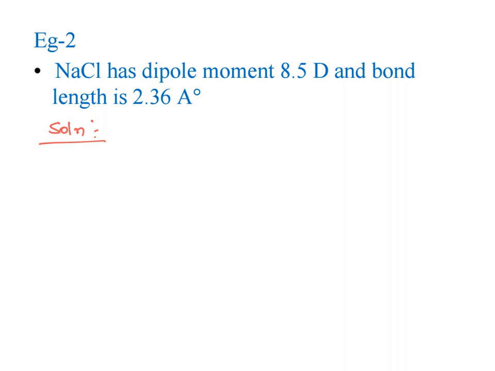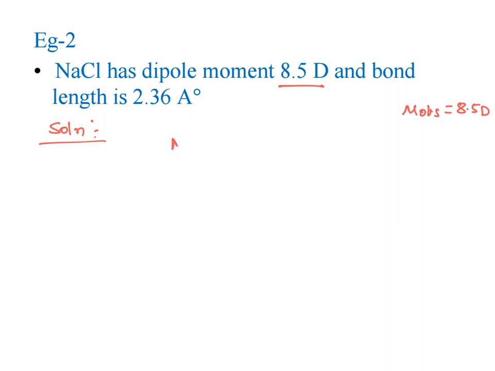Let's take the solution. Experimentally it is observed that sodium chloride has a dipole moment of 8.5 D. The observed dipole moment is 8.5 D. Now first we have to calculate the dipole moment. After that we can take the ratio into 100, and we get the percentage of ionic character that exists in NaCl.